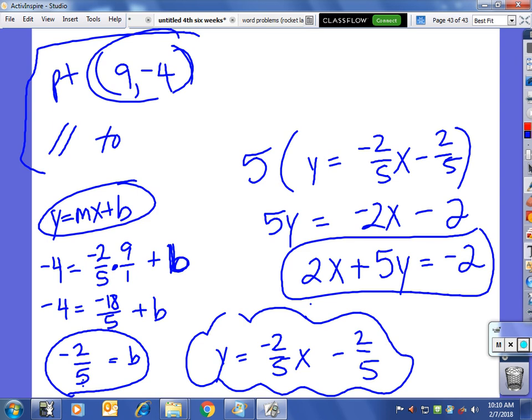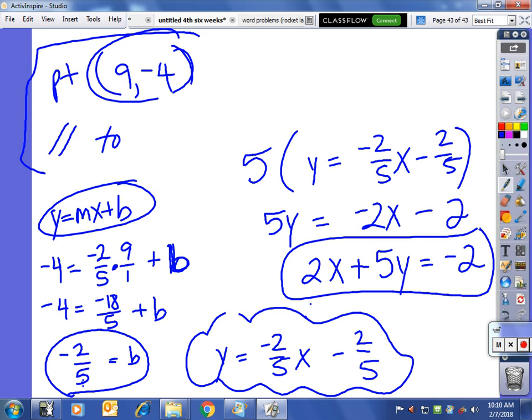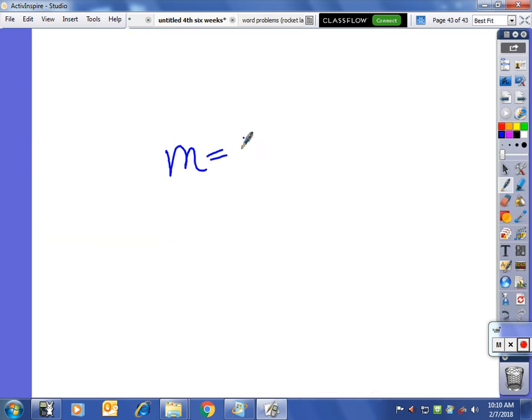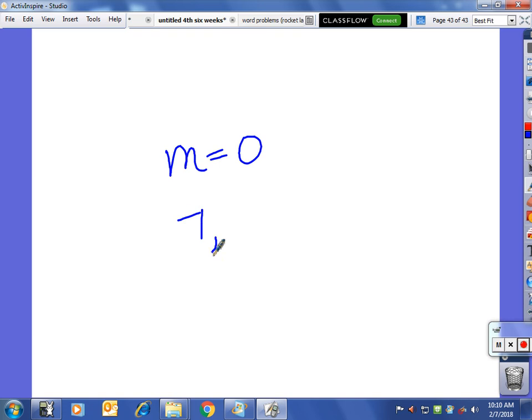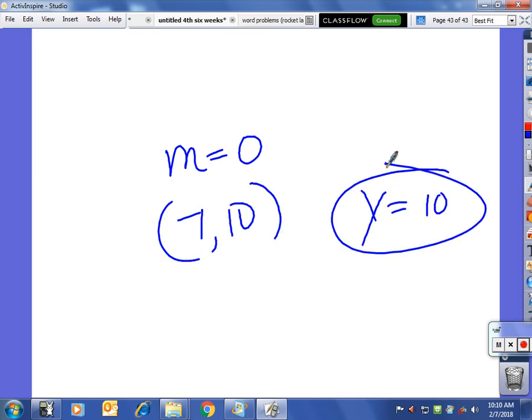Okay, and that one did take a lot of work. There's one like that. But there's also lots of easy ones like this. I'm thinking of a line that has a slope of 0 and goes through the point 7, 10. What's that? y equals 10. So all the easy ones should make up for that really tough one, right?